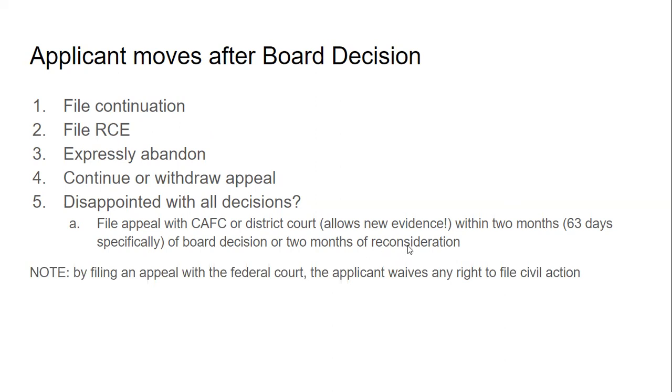And that's a decision of the reconsideration. And so by filing an appeal with the federal court, the applicant waives any right to file civil action. So this isn't explicitly said, but my understanding is you can file a civil action and then still file with the Federal Circuit. But once you've filed with the Federal Circuit, you've already waived all right to civil action.